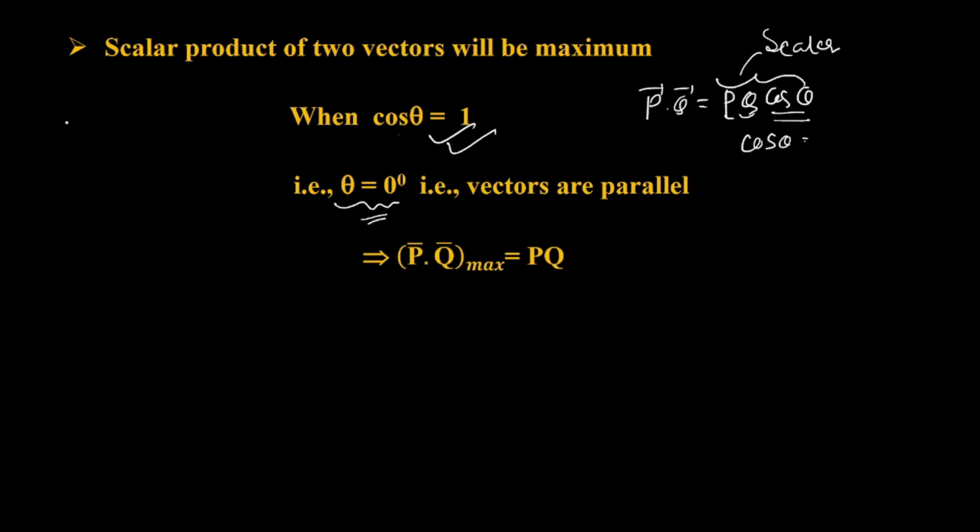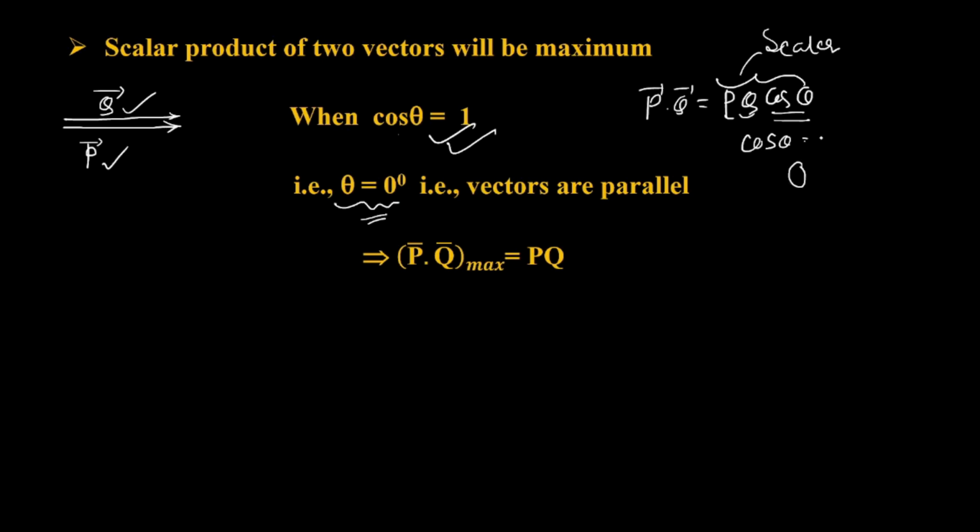Now, when theta is equal to 0 degrees between two vectors, that means this is the P vector and this is the Q vector, they are parallel. If you are multiplying two parallel vectors with the scalar product, the dot product will give you the maximum value for those two particular vectors. Whenever you are getting the dot product equal to P into Q, then these vectors are parallel.